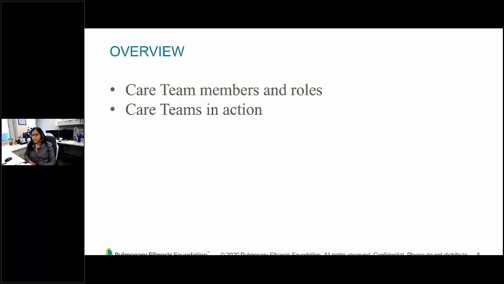I like to try to keep things simple. So here is the overview. We're going to talk about the various members of a care team and potential roles that those people play, and then a few examples of care teams in action.